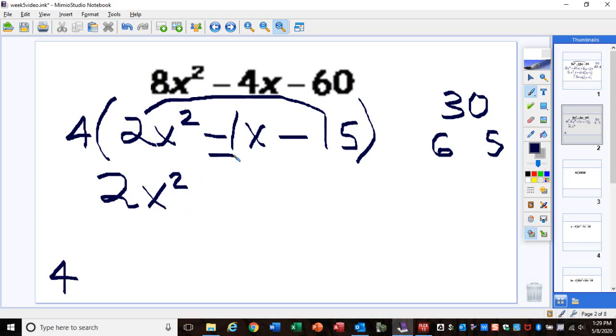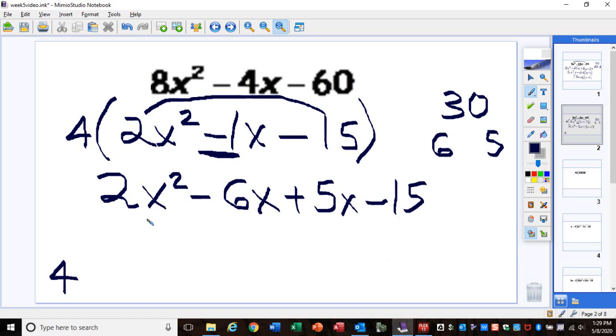Okay, we need a negative 1 here. We need a negative 1, so we need to use these two numbers to get a negative 1. So we're going to go negative 6x plus 5x. See, there's your negative 1. Negative 6x plus 5x is negative 1, and then minus 15. Okay, and now the rest is pretty easy.